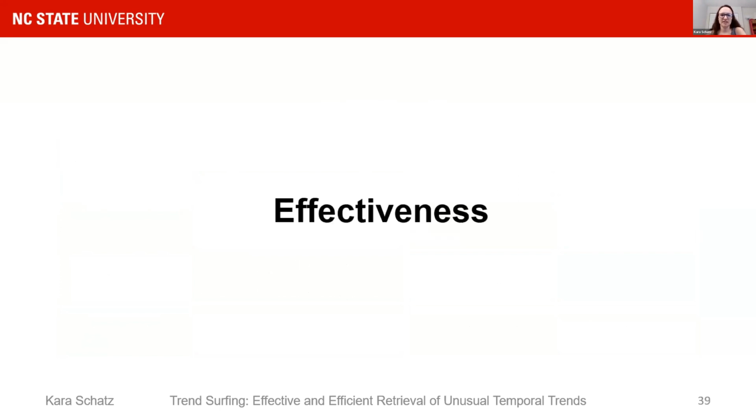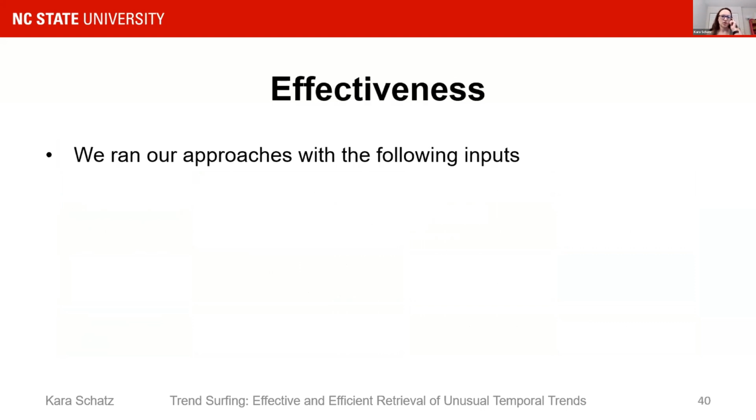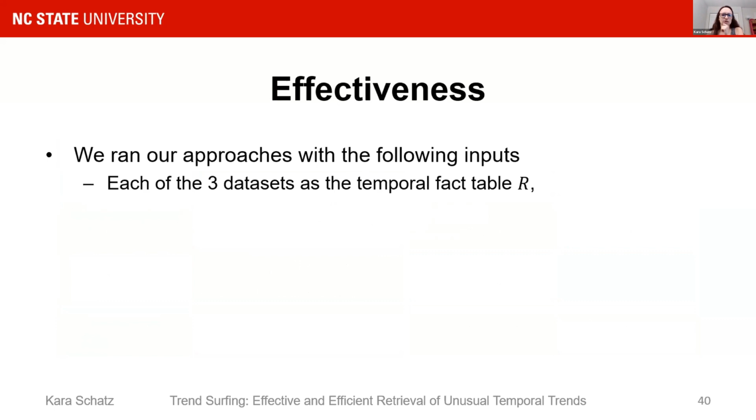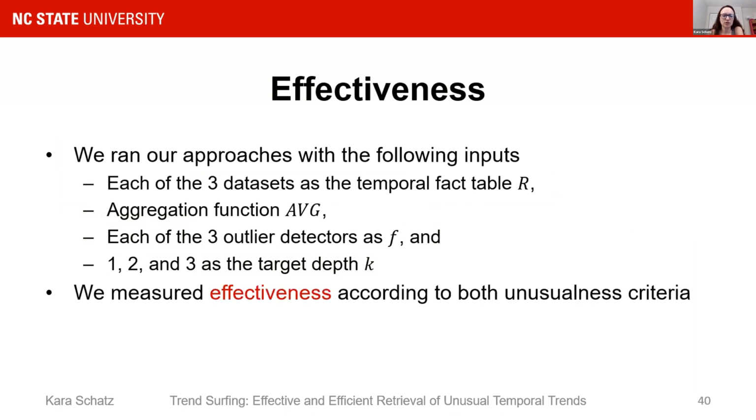First, we explore the effectiveness of our approach. To this end, we ran our approaches on each of the 3 data sets using the average aggregation function, and we used each data set in combination with each of the outlier detectors and each of the possible target depths, 1, 2, or 3. To measure the effectiveness of our approach, we used both of the unusualness criteria discussed previously.